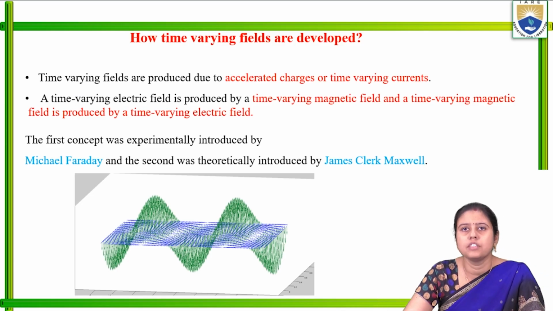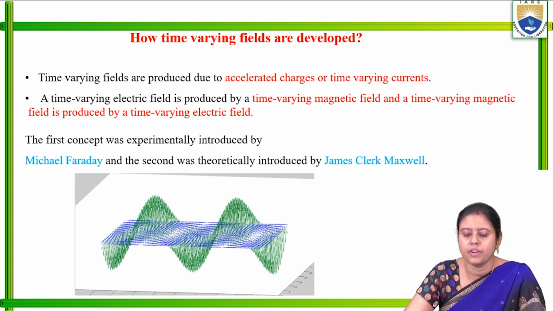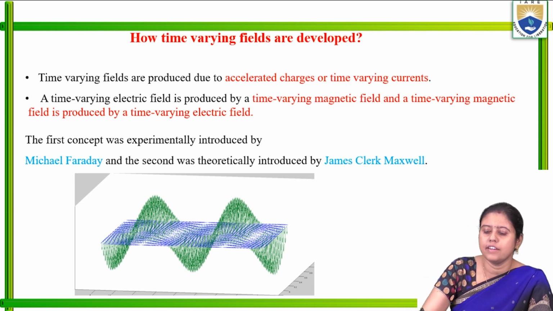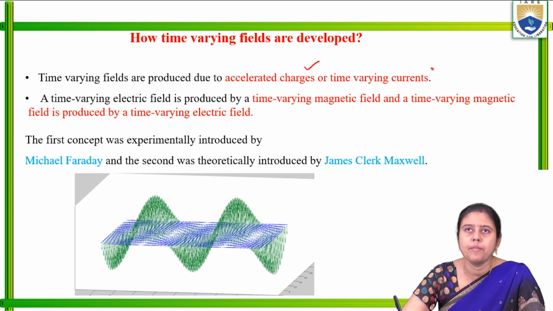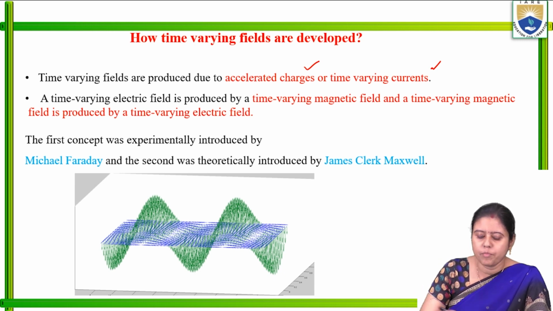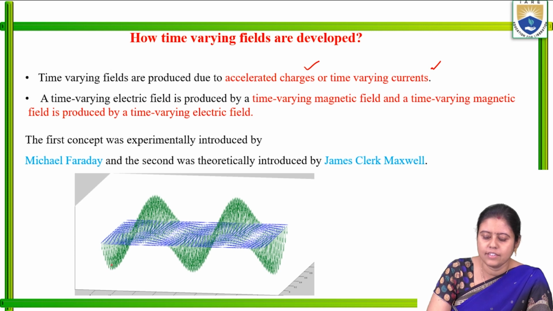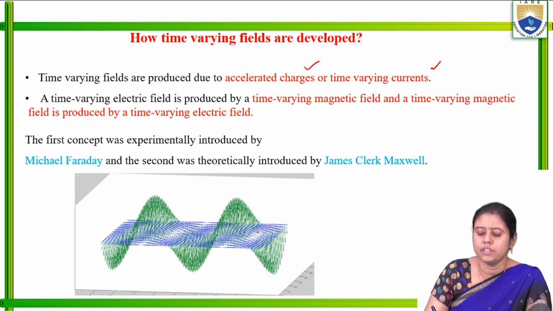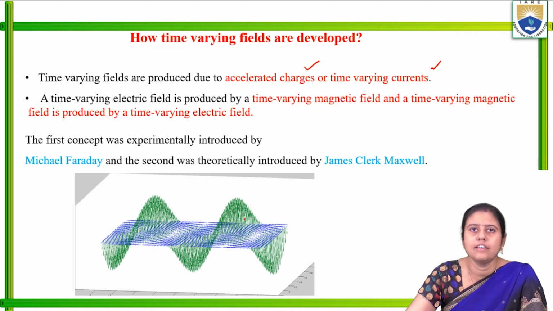So the first question comes, how the time varying fields are developed. Time varying fields are produced due to the accelerated charges or time varying currents. If the charges are accelerated and our current is time varying, then we can produce a time varying field. You can see here, this green one is an example, where the charges are accelerated. It is an example of time varying charge.